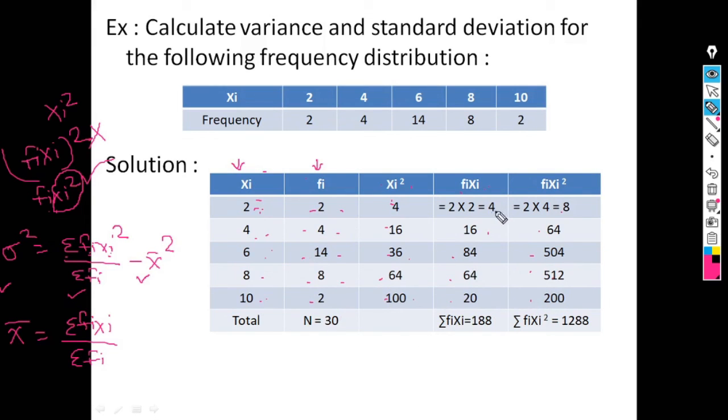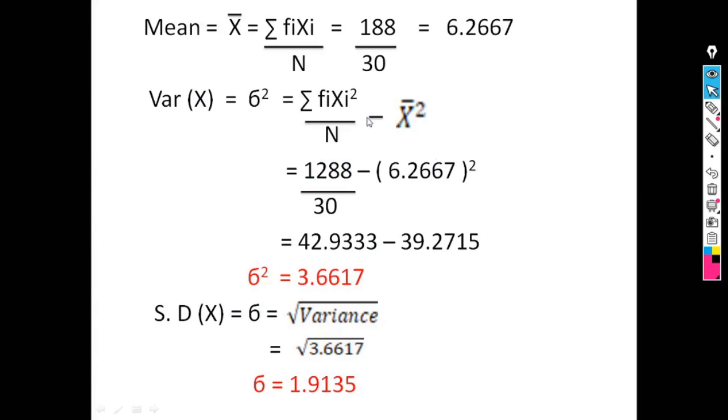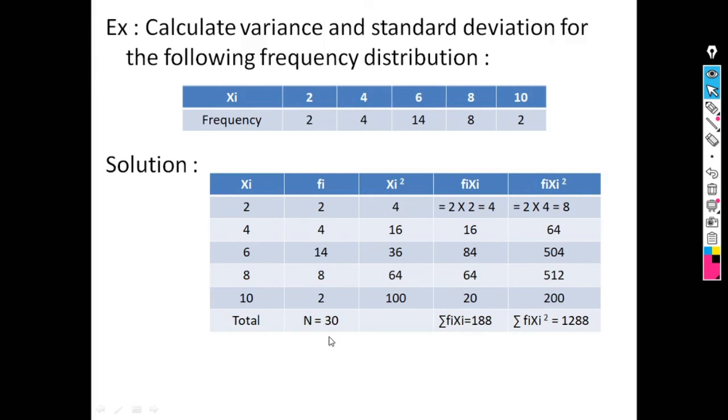Now we have to take the summation. The sum of fi is 30, the sum of fi into xi is 188, and the sum of fi xi square is 1288. Now just substitute all these values in the formula and calculate variance and standard deviation. For variance, firstly we have to calculate the arithmetic mean. The formula is x bar equal to summation of fi xi divided by summation of fi, or capital N. Summation of fi xi is 188 and capital N is 30.